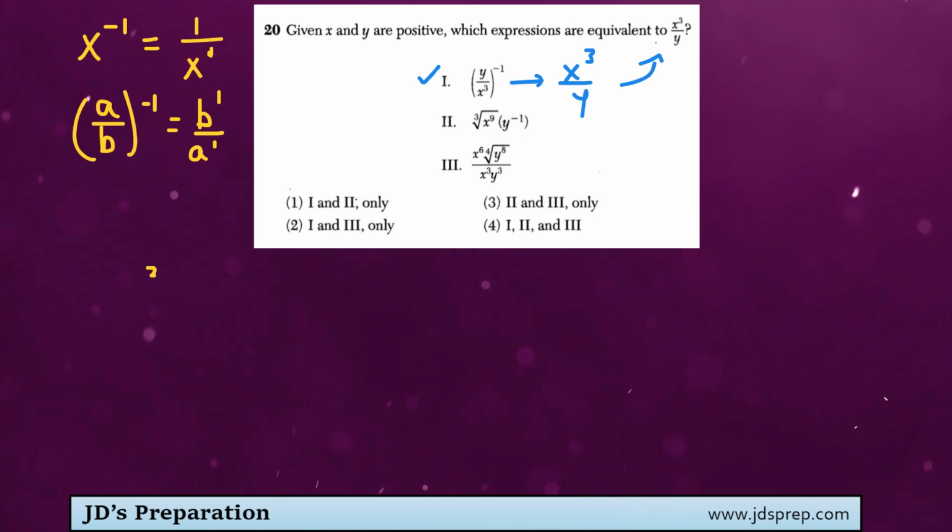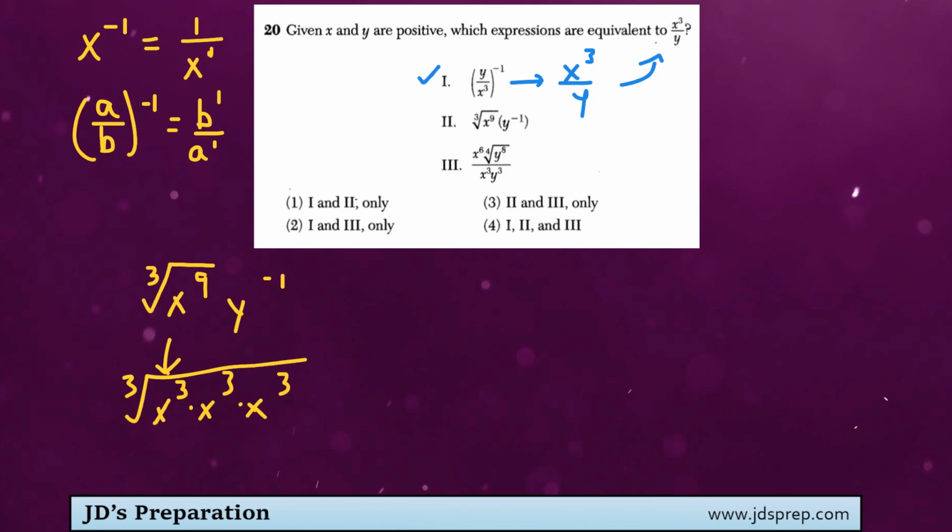We have the cubed root of x to the power of 9 multiplied by y to the power of -1. Now, there's a couple different ways to approach the cubed root of x to the power of 9. One way to think of it is that x to the power of 9 is the same thing as x cubed times x cubed times x cubed. So by taking the third or cubed root of that, we just get x cubed, because you're essentially asking what cubed is x to the power of 9. So it's x cubed.